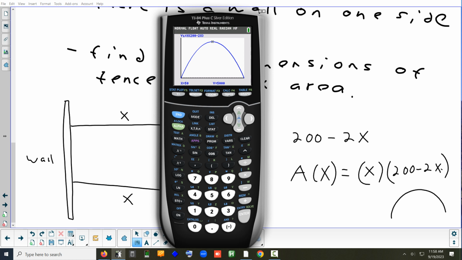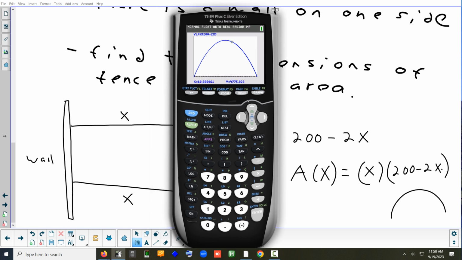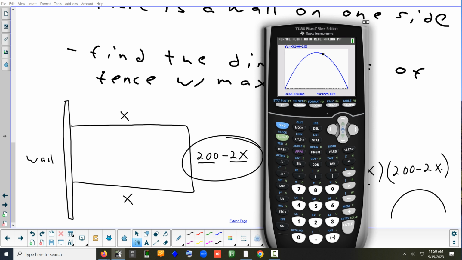If I hit the trace button and press the right arrow, if you make X 60, and I'm just going to round it off, that'd give you an area of about 4,775 units. Or you could just go to the table and it'll tell you. If you make X 75, you would enclose 3,750 units of space.